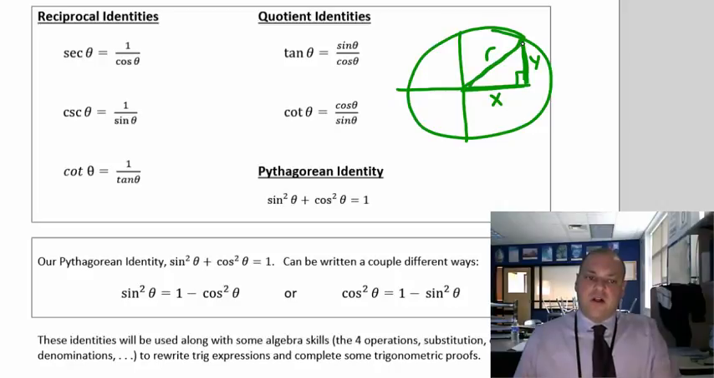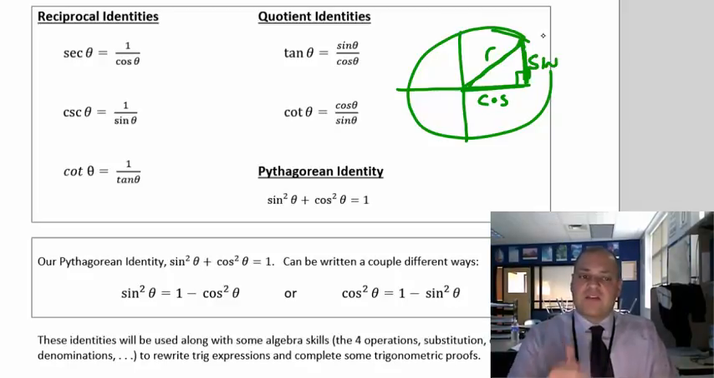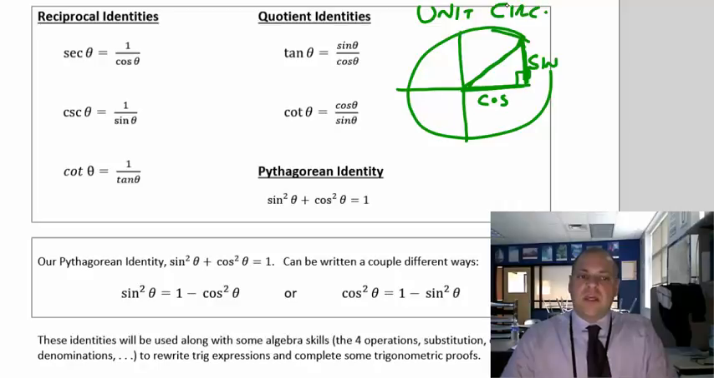There's your reference triangle, okay? We have x, y, r. We've seen this diagram before, all right? Well, cosine is x, so I can replace that with cosine, and y is the sine. We're talking about a unit circle here, okay? So y is sine, cosine is x, and r, the radius of the unit circle, is 1. If we have a unit circle, it's cosine, sine, and then 1.